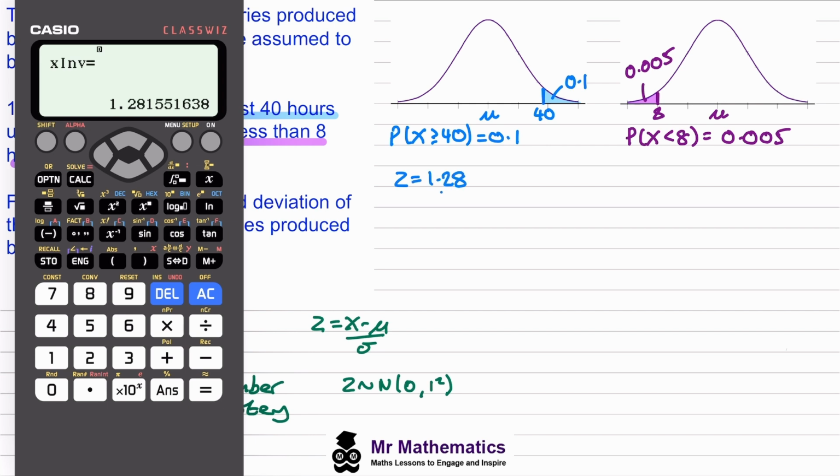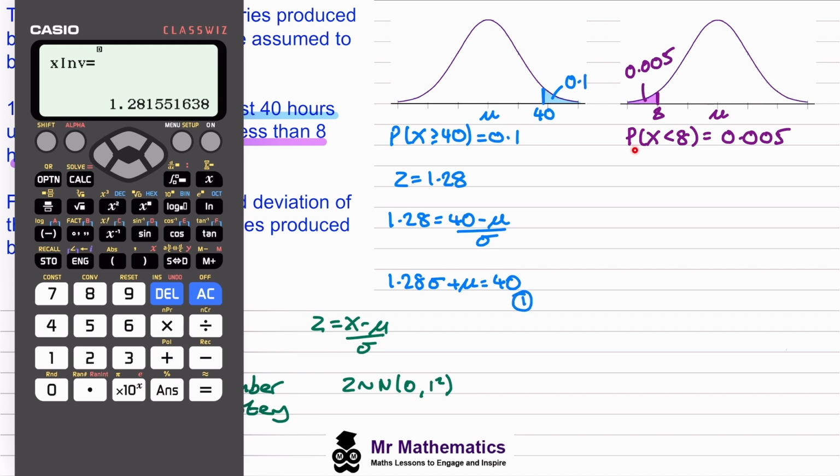So now we'll substitute this value for z back into our equation. We get 1.28 will equal x, and x in this case is 40, minus mu over sigma. We can move this sigma to the left-hand side, and move this negative mu to the left-hand side, and this will equal 40. So this is our first equation.